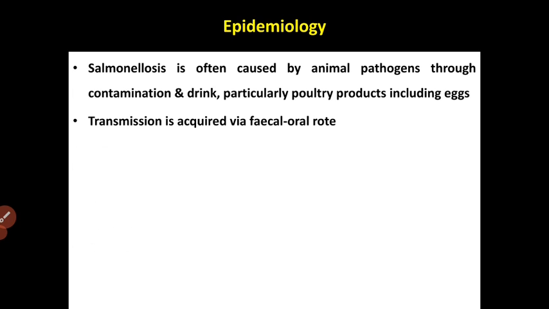Epidemiology. Salmonellosis is often caused by animal pathogens through contamination of food and drink, particularly poultry products including eggs. And transmission is acquired via the fecal oral route.